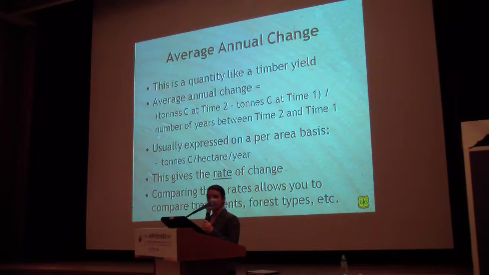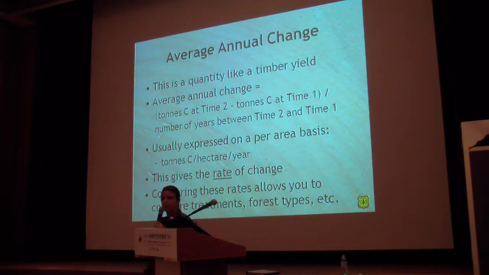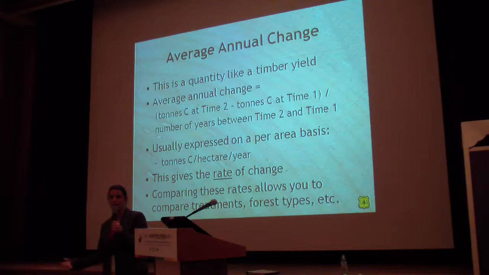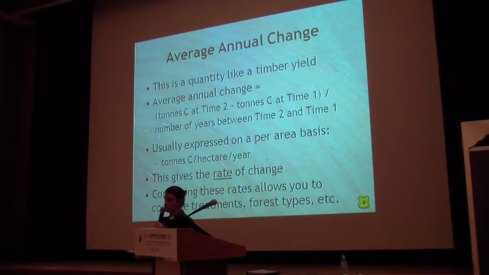So you're still going to take your time 2 minus your time 1. And then you're just going to divide by whatever the number of years between measurements is. And usually we do express this on a per area basis. So it would be tons of carbon per hectare per year. So we're annualizing even though we only have 2 measurements. This is really what enables us to make all these different comparisons.